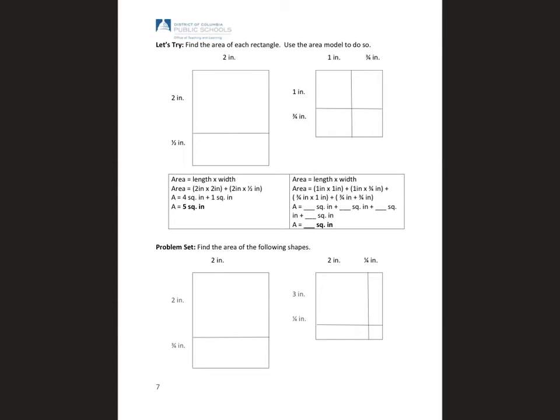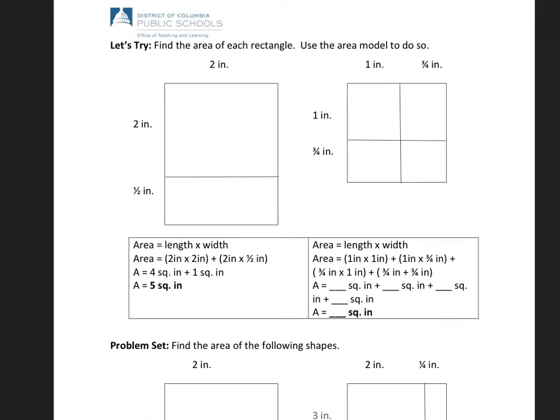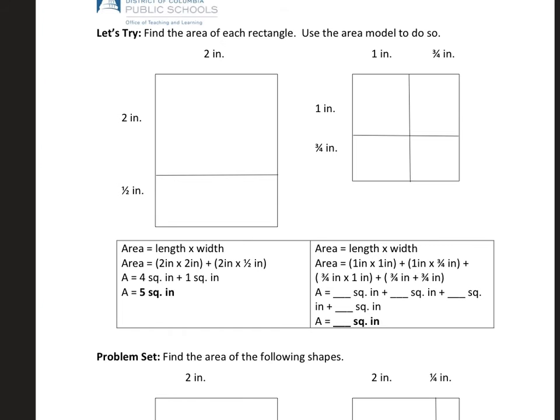Okay, so here we go. Under the let's try. Find the area of the rectangle, use the area model to do so. All right, so they've already set it up for you here. So again, we're just going to multiply straight across. As you remember in an area model, all the numbers on the top come straight down and fill in each box. And all the numbers on the side go straight across and fill in each box. So in this first box up top, we're going to multiply 2 inches times 2 inches. And that's going to give me 4.